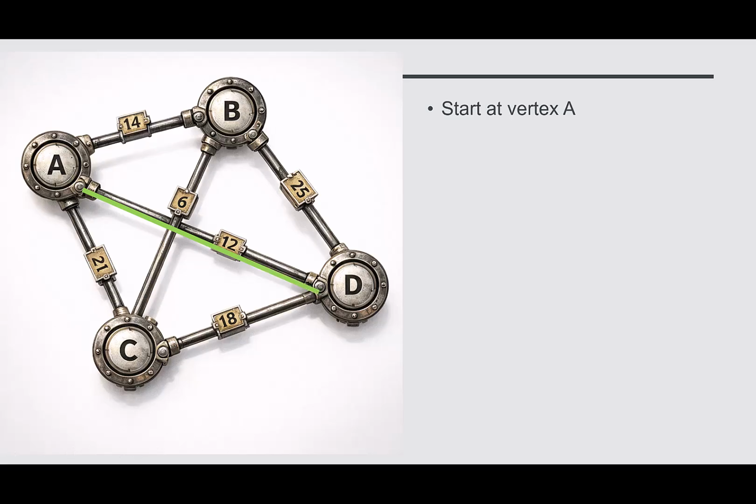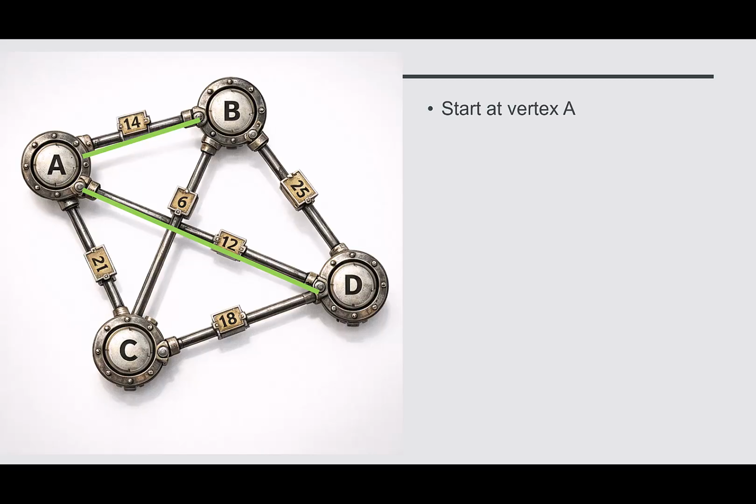Now that I have 2 vertices to look at, I need to look at all edges connected to those 2 vertices. So I have 14, 21, 25, or 18. 14 is the smallest, so that's what we'll select. My graph currently has 2 edges, and I know I need 3.